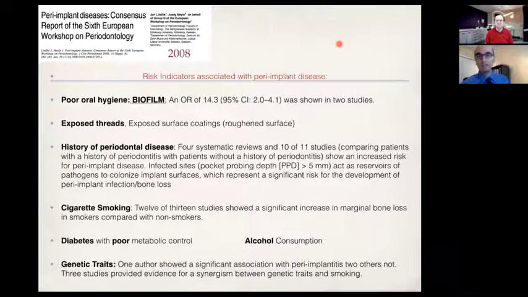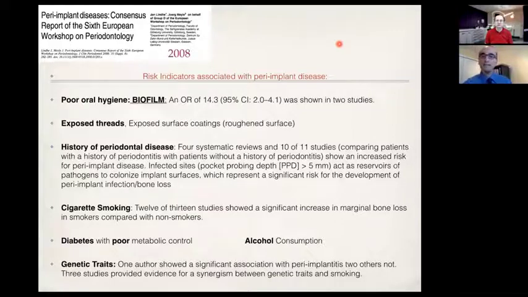So the first one is poor oral hygiene or biofilm. There is an odds ratio of 14, meaning a 14 times higher rate of implant failure and infection. It actually makes sense. If a patient is not able to take care of their teeth, obviously they are not able to take care of their implants either.